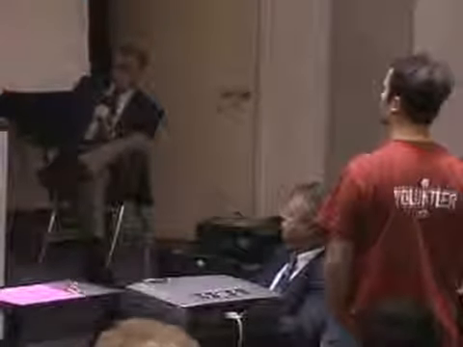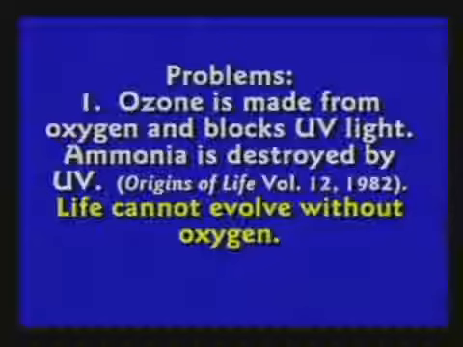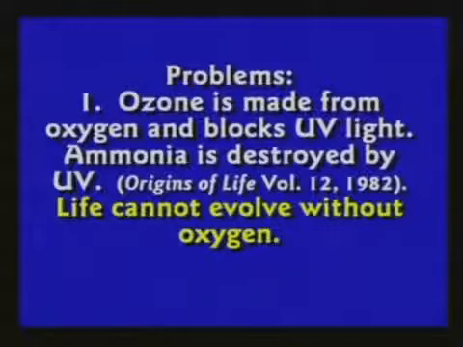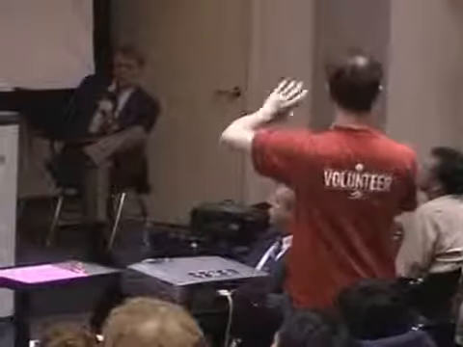The problem is, ozone is made from oxygen, and ozone blocks UV light, and UV light destroys ammonia, and that's one of the gases he used. So you can't get life to evolve without oxygen. Your chemistry is way off. What I want to get back to is the transposon problem.